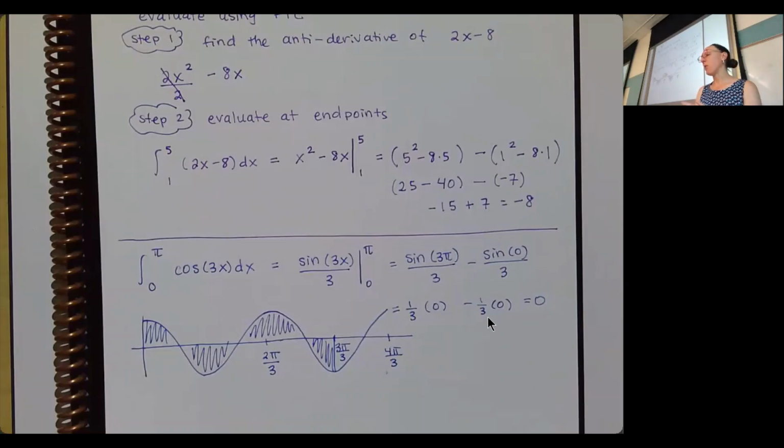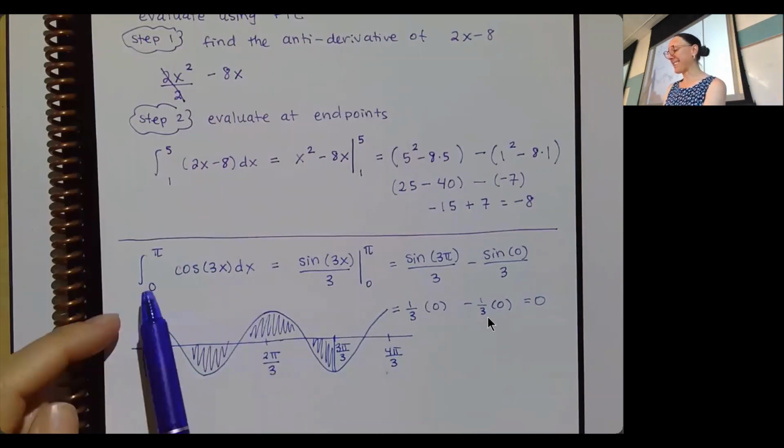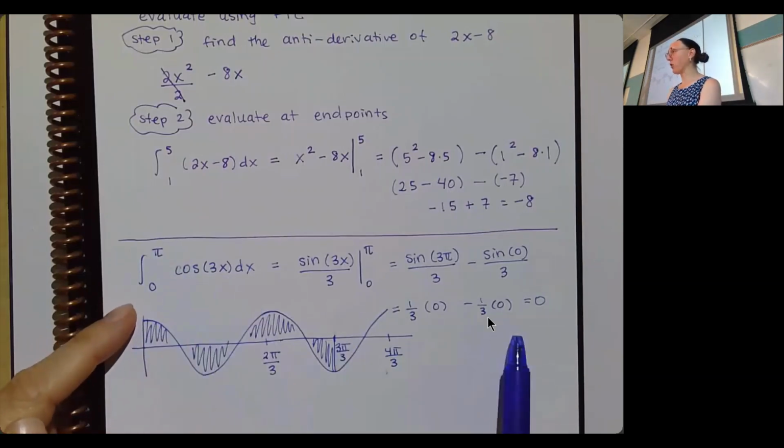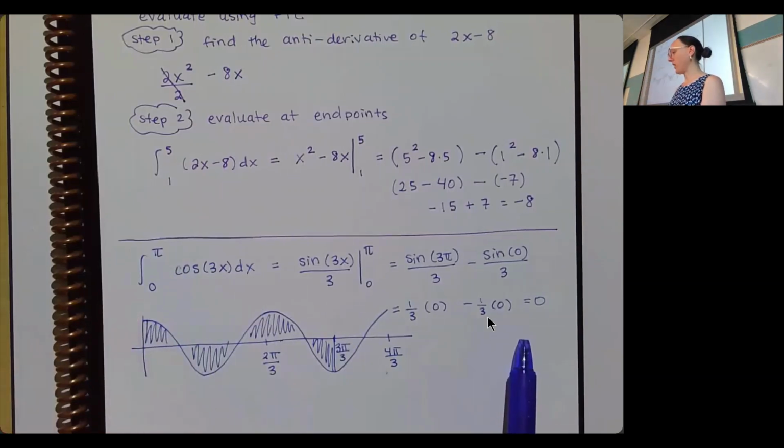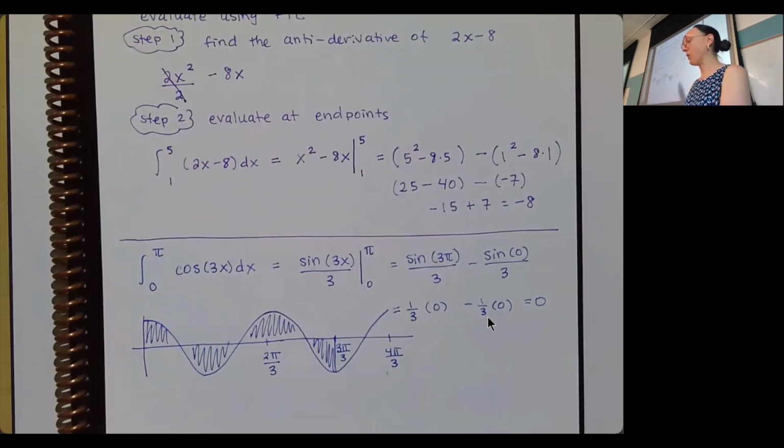Now, do I think that you need to be able to graph that? No. I was just trying to help make the point that sometimes we're going to evaluate an integral using the fundamental theorem of calculus and get a value of 0. And it probably means that if we looked at the graph, the areas on the top and the areas on the bottom would all cancel out.